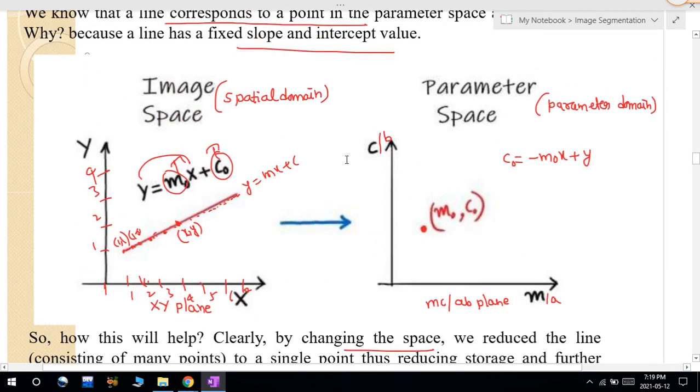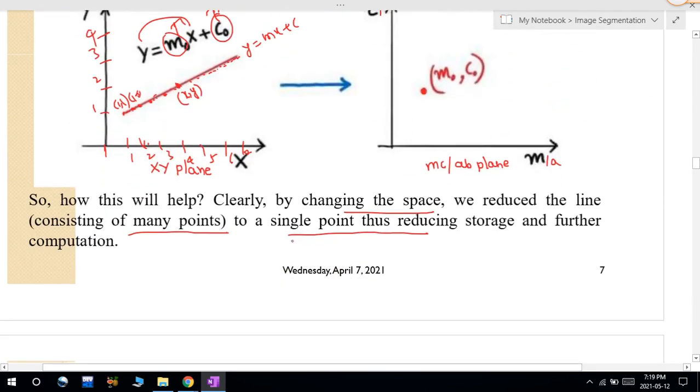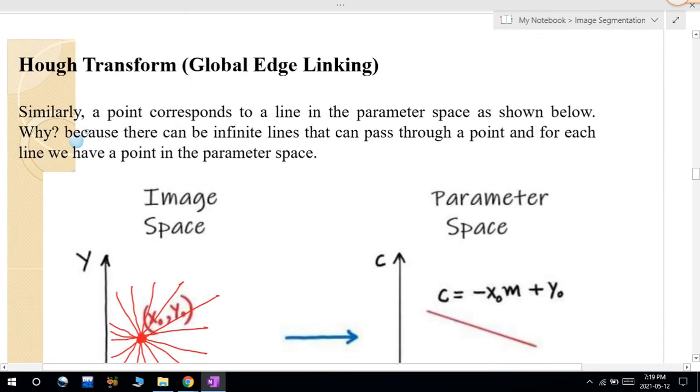The entire line that is there in the image space can be easily represented by using a simple point in the parameter space. Because of that I can reduce the storage and further computation. So in the same manner, a point corresponds to a line in the parameter space.